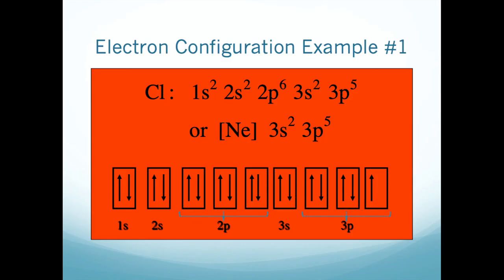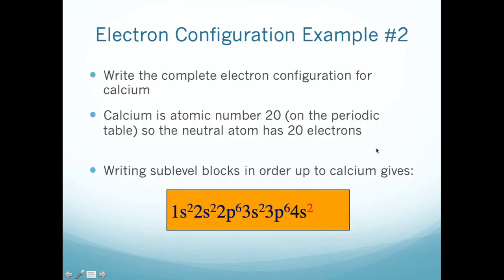So you do not put another electron to pair up this orbital in the 3p subset, because then you would be 3p6, not 3p5. All right, so let's try another example out.